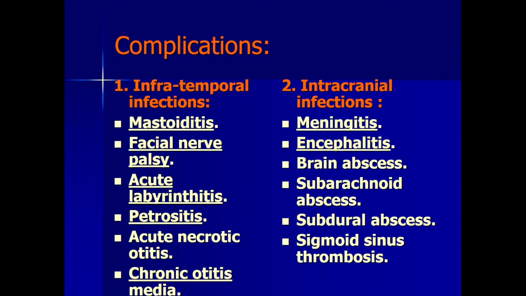So we see that there are a lot of complications that may be due to acute otitis media. They are divided into two big groups: extratemporal... that is, intratemporal infections and intracranial infections. Intratemporal infections include mastoiditis, facial nerve palsy, acute labyrinthitis, petrositis, acute necrotic otitis, and finally it may lead to chronic otitis media. Intracranial infections are meningitis, encephalitis, brain abscess, subarachnoid abscess, subdural abscess, and sigmoid sinus thrombosis.